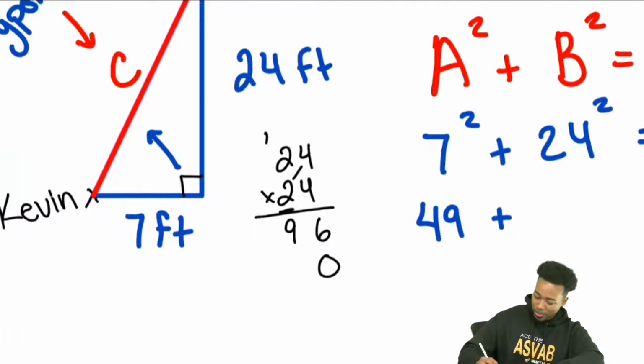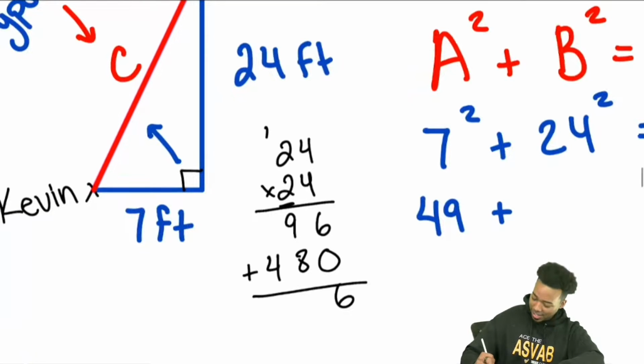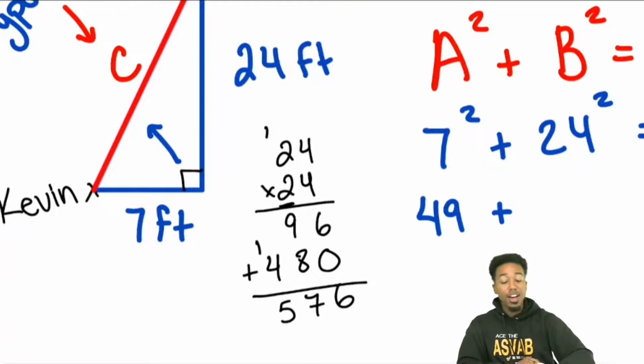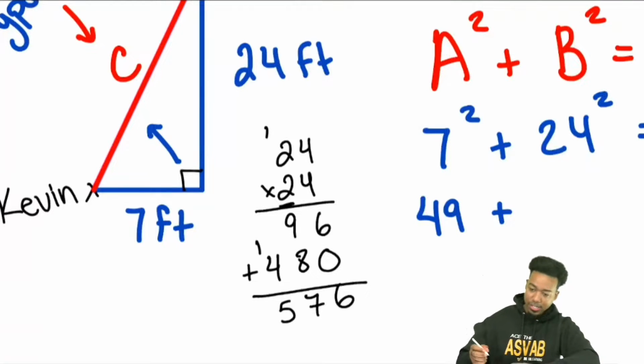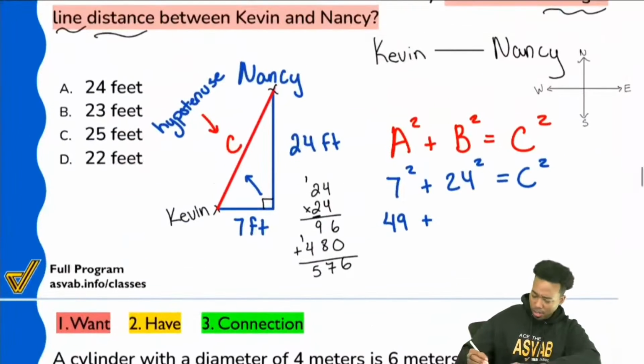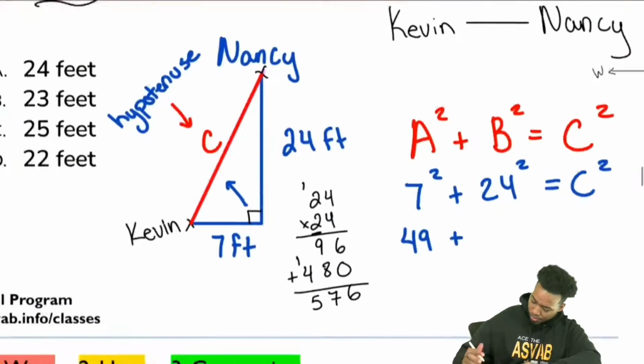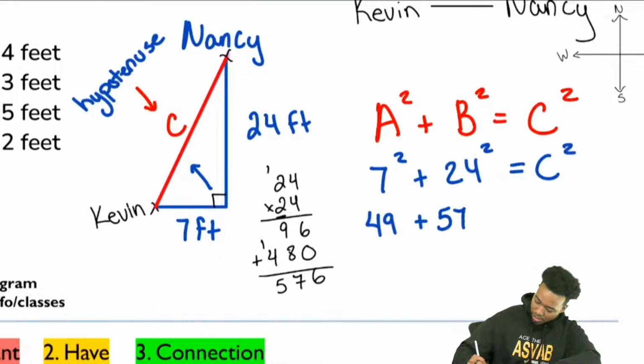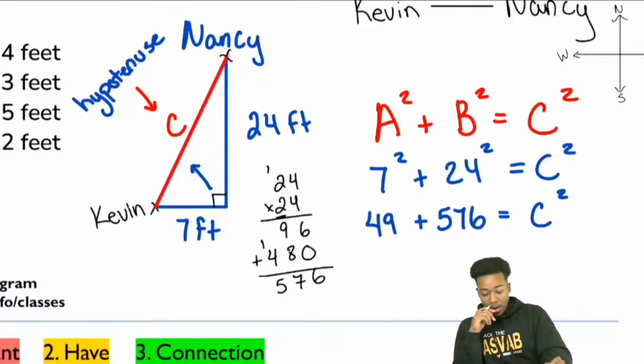Then we'll go ahead and do 4 times 2, that's 8. 2 times 2, that's 4. Add these together. 6 plus 0. 9 plus 8, that'll be 17. And then that'll be 5. So we have 576. So a little bit of math, but still good. So we have 576 equals c squared. All right, what's 49 plus 576, everybody?